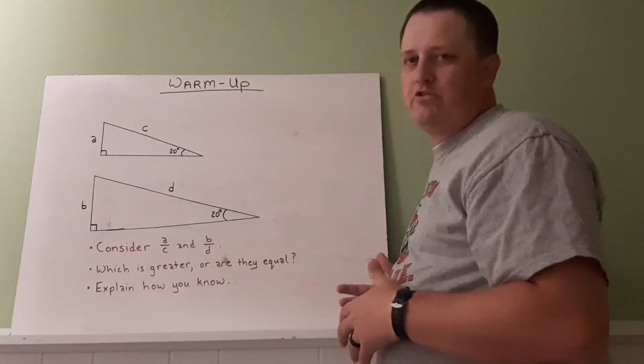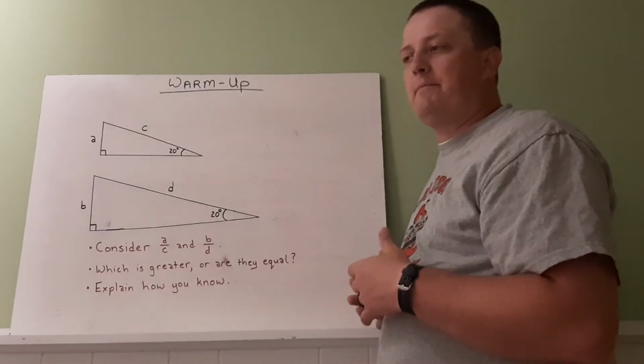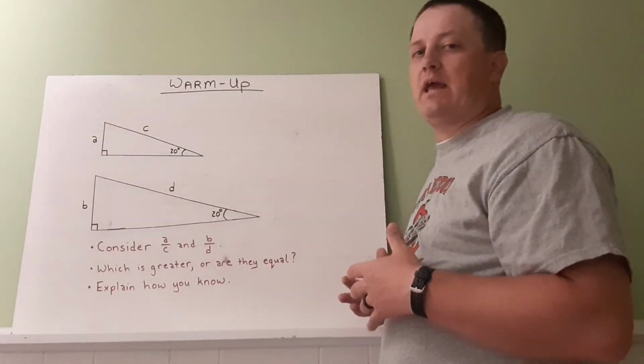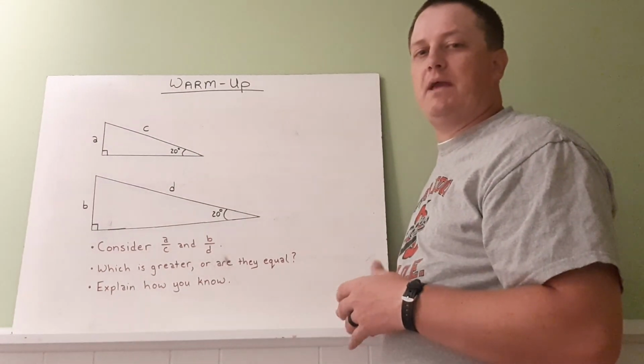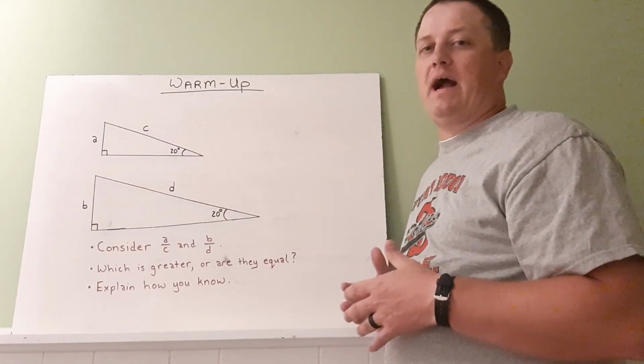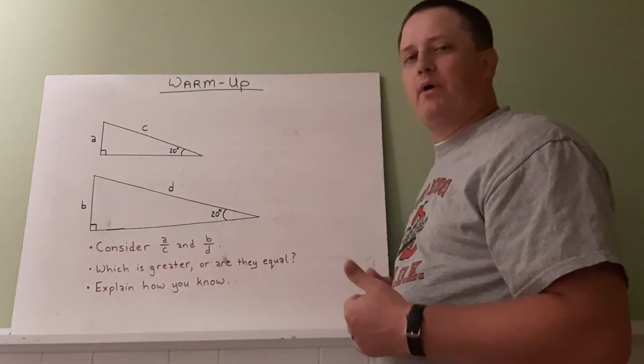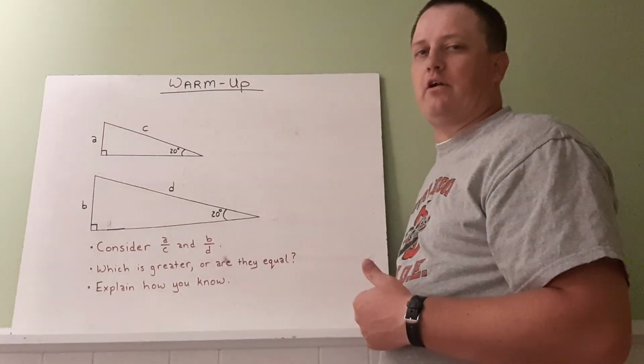No matter which one you choose, come away with an explanation of why you chose what you chose. If it's a guess, make an educated guess, have a reason behind it. If you think you know for certain, make sure you have a reason behind that also. So compare these two right triangles, and then bring your answer to class. That will start our discussion.